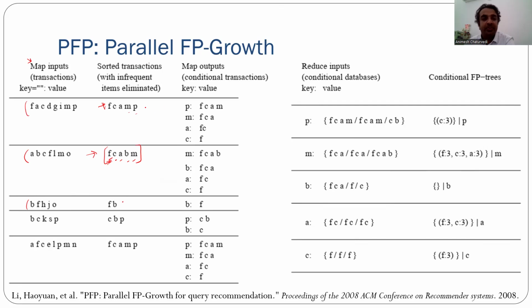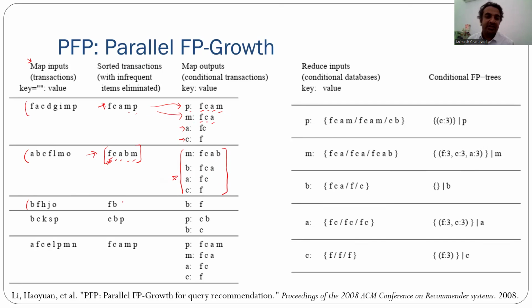So we just put them in a sequence like here. If you see P, M, A, and C: if P is appearing, then F, C, A, M are appearing before P, and F, C, A are appearing before M. So there is a simple sequence which has been arranged.